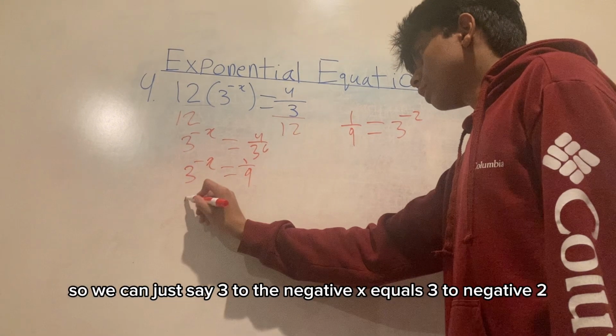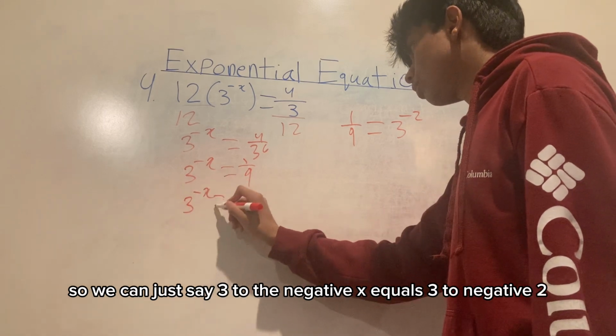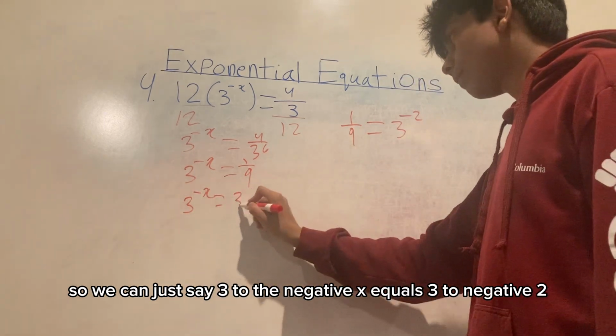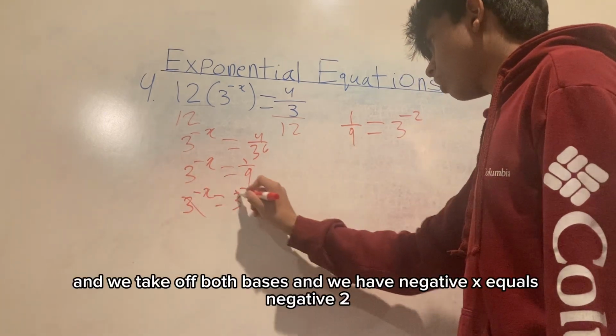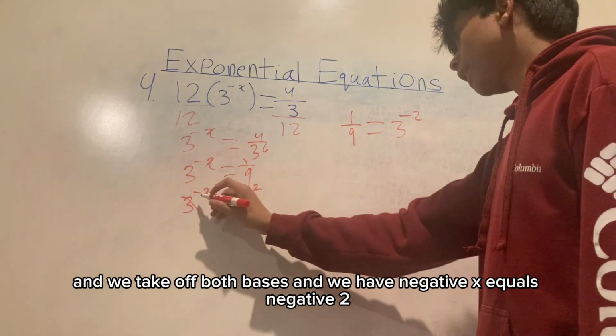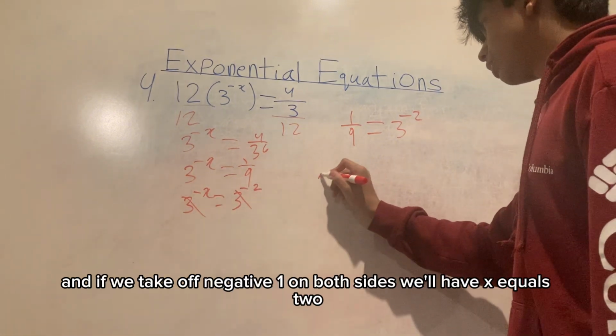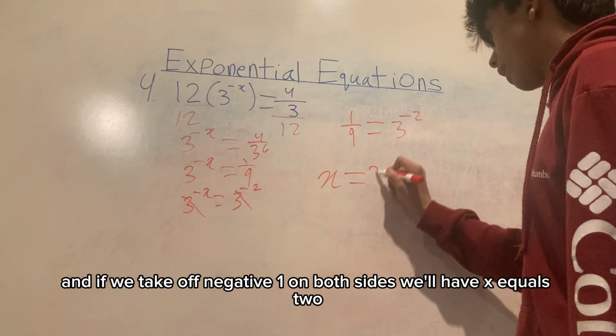So we can just say 3 to the negative x equals 3 to the negative 2. We take off both bases, and we have negative x equals negative 2. And if we divide by negative 1 on both sides, we have x equals 2.